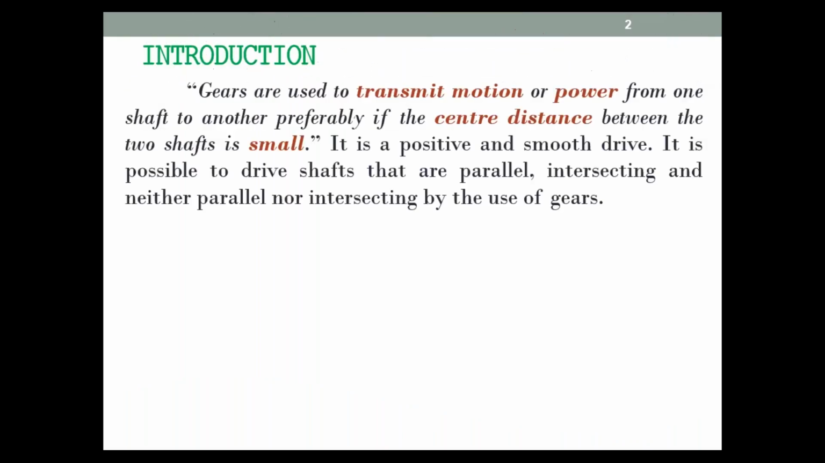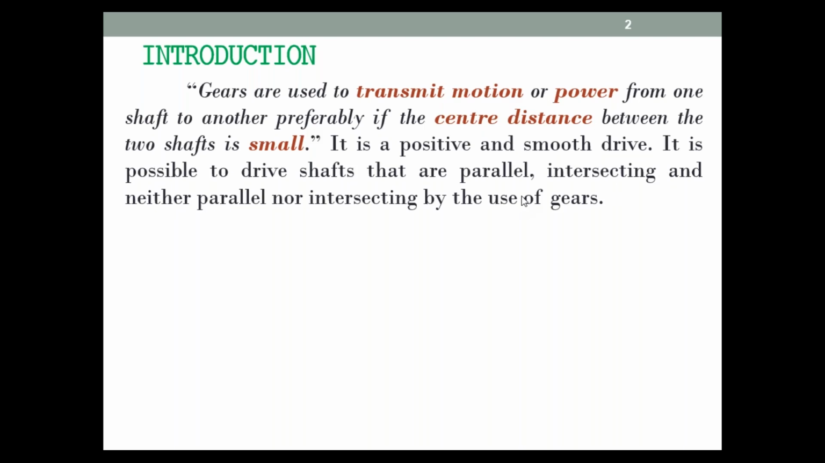Gears are used to transmit motion or power from one shaft to another, preferably if the center distance between the two shafts is small. If the center distance between two shafts is larger, we can use belt drives, chain drives, wire drives like that. But if it is small, we are using the gears to transmit motion or power. It is a positive and smooth drive. Why it is positive means slip will not be there.